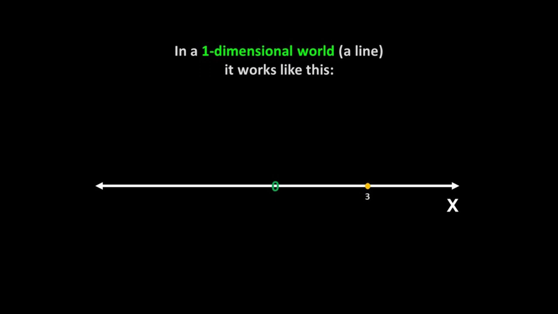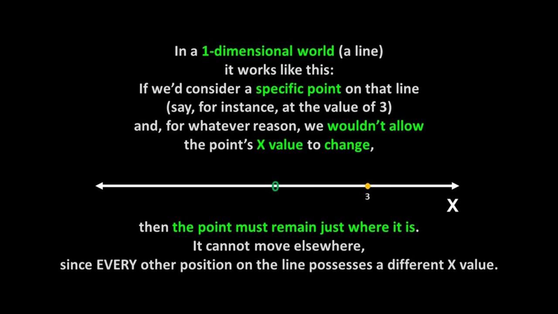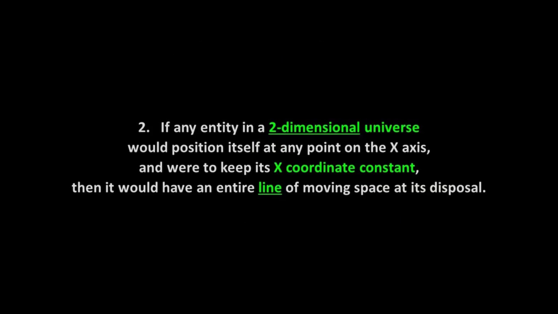It sounds quite stupid to say that now, but it becomes very, very complicated very, very fast. So let's do the stupid things. In a one-dimensional world, a line, it works like this. If we consider a specific point on that line, say for instance at the value of 3, and for whatever reason we wouldn't allow the point x's value to change, then the point must remain just where it is. For obvious reasons. It cannot move elsewhere since every other position on the line possesses a different x value. If any entity, and now we move to two dimensions, if any entity in a two-dimensional universe would position itself at any point on the x-axis and were to keep its x-coordinate constant, then it would have an entire line of moving space at its disposal.